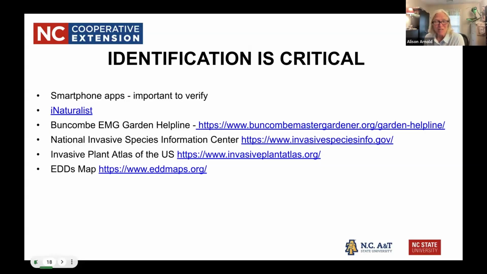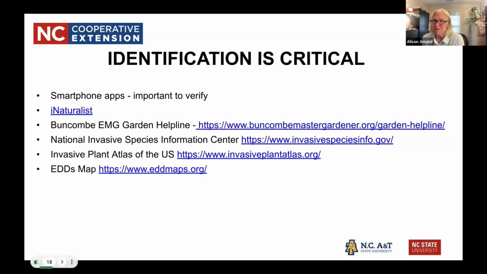Smartphone apps are really helpful. They're getting better and better, but it's important to verify. Once you get an image, even if you use Google Lens or anything like that, you want to get a double or even a third verification to make sure that plant is actually what the smartphone says it is, because it doesn't always get it right. iNaturalist is a common application where many people will input images and are involved in that identification. So that's a very reliable one.